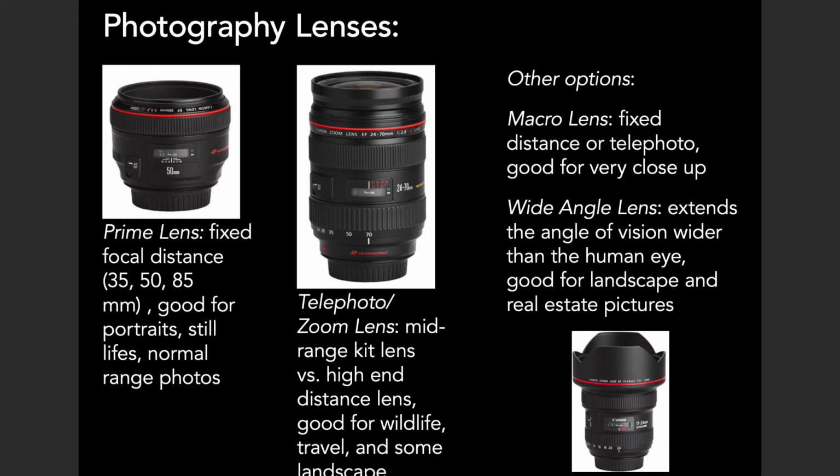Fixed focal distance lenses are often called prime lenses, and what it means is they don't zoom in or out. So the way that you zoom in or out with a prime lens is you physically move yourself closer or move yourself farther away. Fixed focal distance lenses often come at either 35 millimeters, 50 millimeters, or 85 millimeter focal distance. Basically, what that means is how far away the focal distance is.